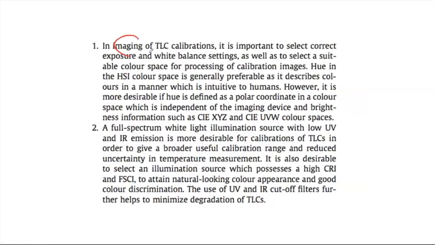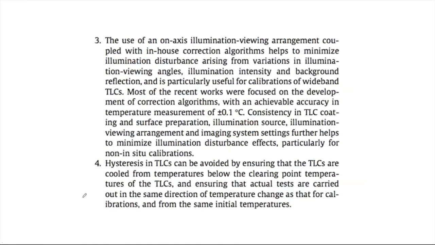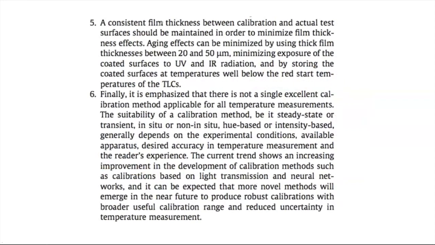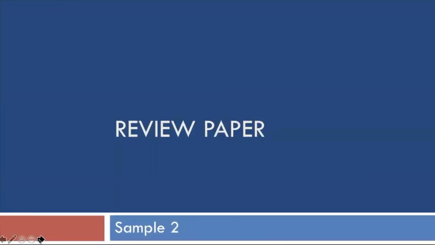The first one, imaging. Okay, so the first result is about imaging. The second one is about illumination, right? And then you move on to talking about the different variations of illumination angles. And then talking about the hysteresis. And then number 5, about film thickness. And then number six, finally, it talks about the calibration. All right, so those are the six conclusions from the previous paper.